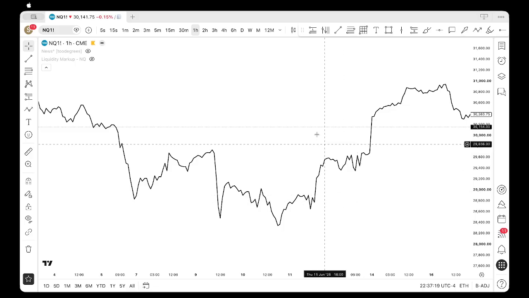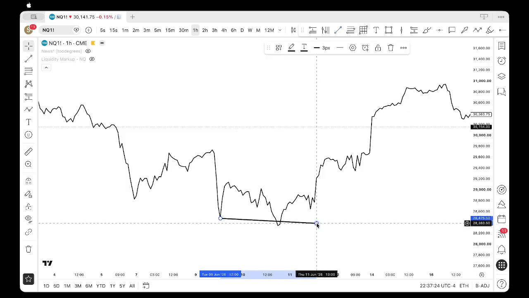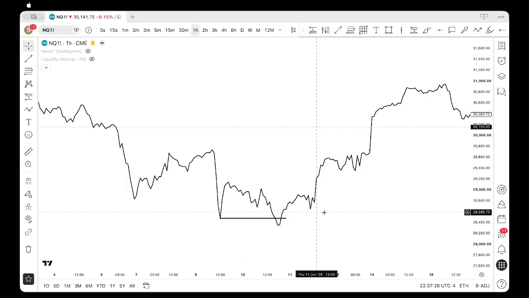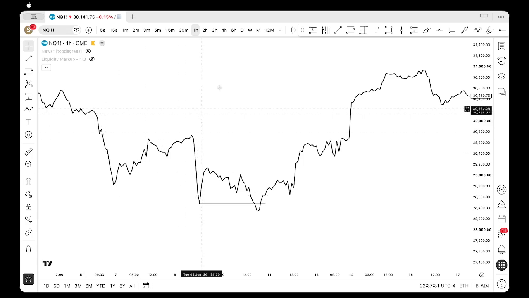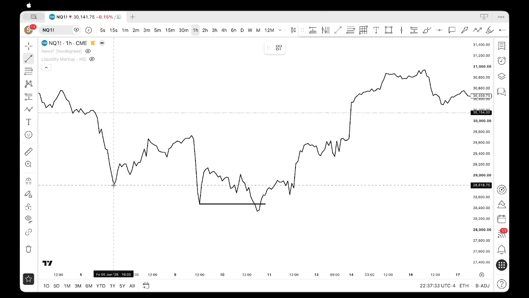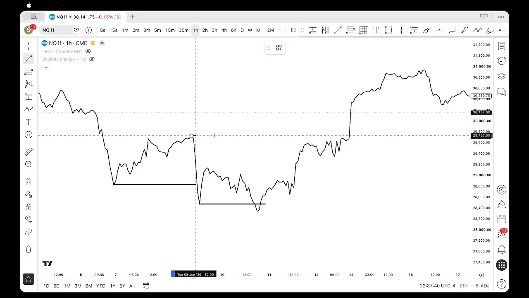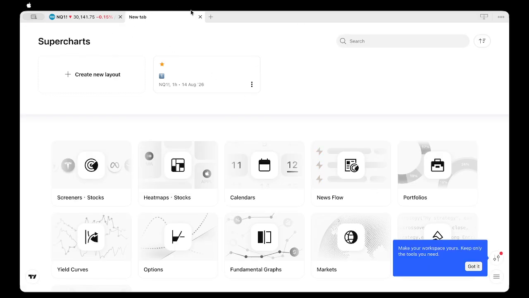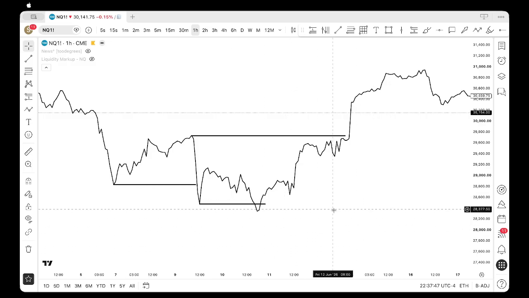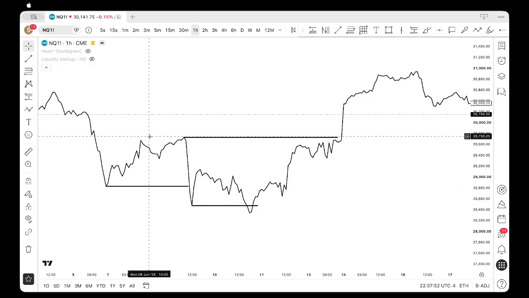I'll explain this. We're going to do one of these. Bam. So you can see here, we sweep liquidity. We're moving up. We're going to do this too. Liquidity sweep. You can see we generated liquidity for the sell side move.